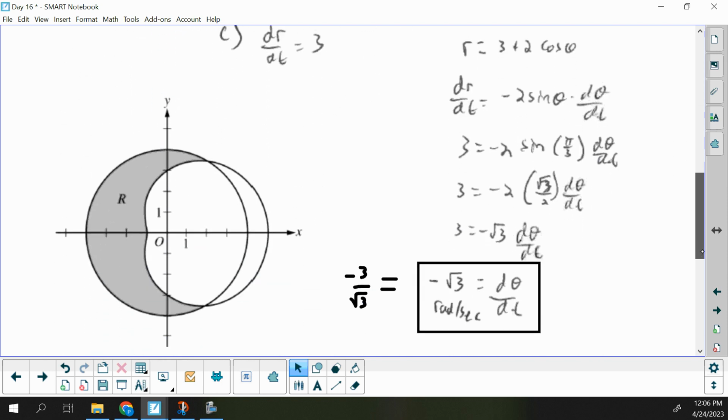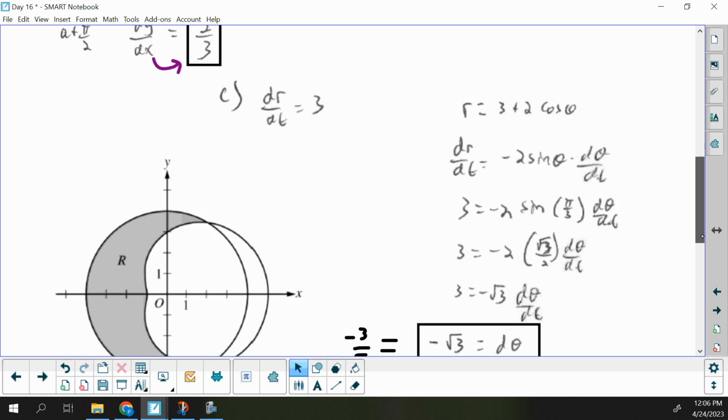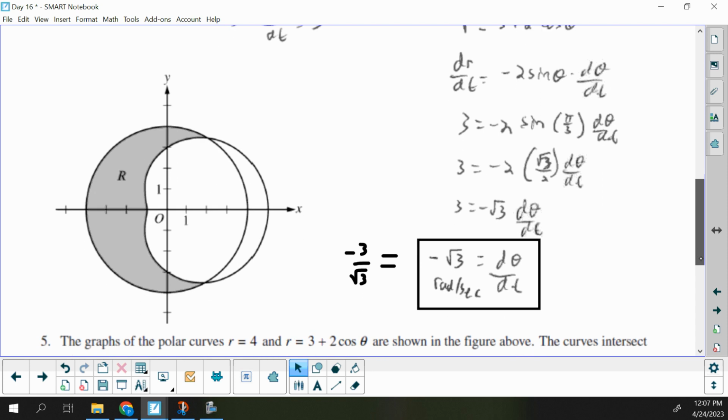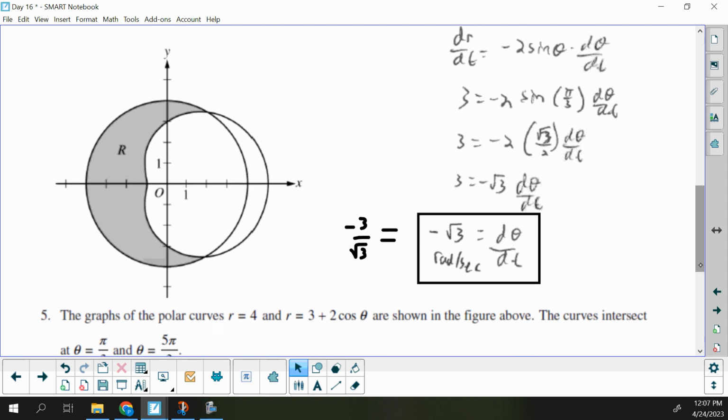And the last one was a related rates function with the r. So dr dt is equal to -2 sine theta d theta dt. They told us it was increasing, so we had a +3 we put in, and then the theta was pi over 3. Sine of pi over 3 is really sine of 60, which is square root of 3 over 2. The 2's wipe out, so you get negative radical 3.